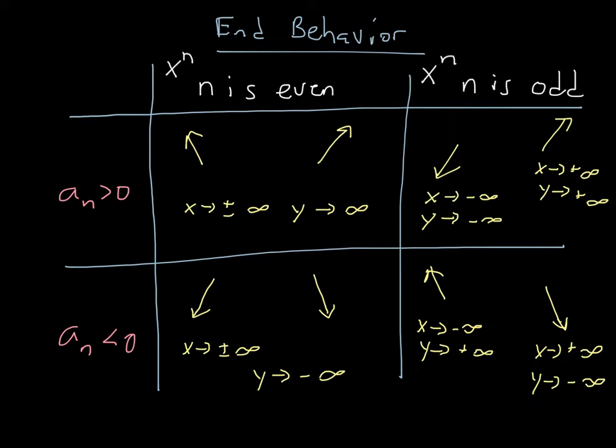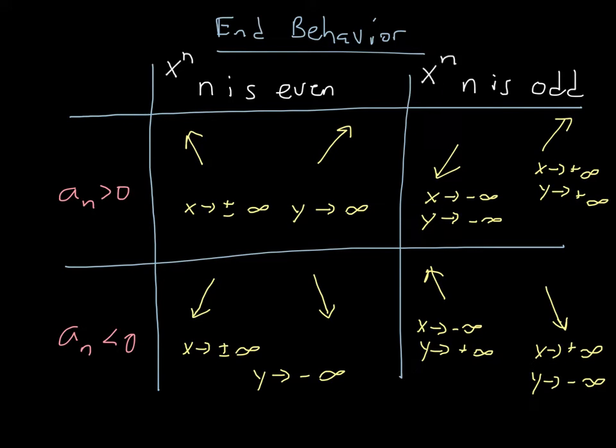Then we get over here to the far right where n is odd. In this case, we're looking at cubics, 5th degree. When a sub n is greater than 0, on the left it's going to go down. As x goes to negative infinity, y is also going towards negative infinity. And as x goes towards positive infinity, y is going to go to positive infinity as well. So as you go off further to the right, it's going to be going up.